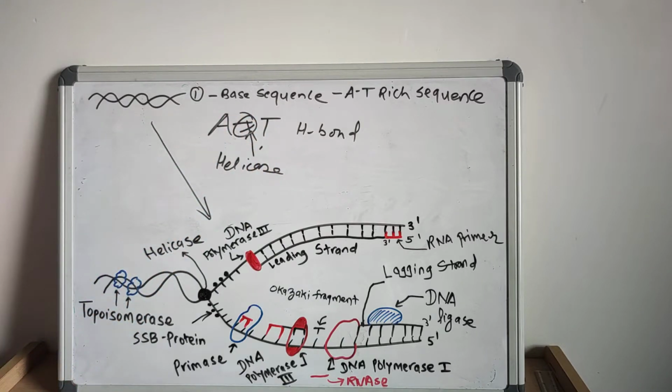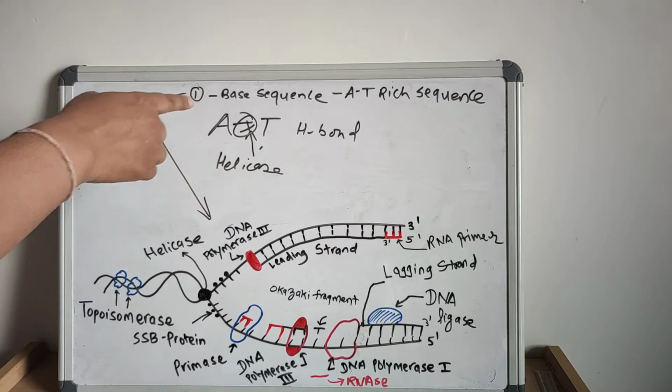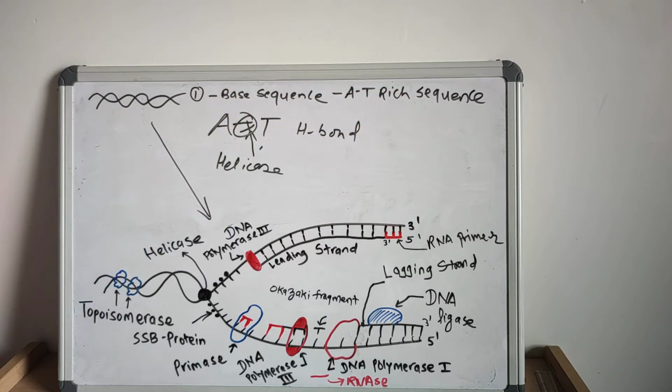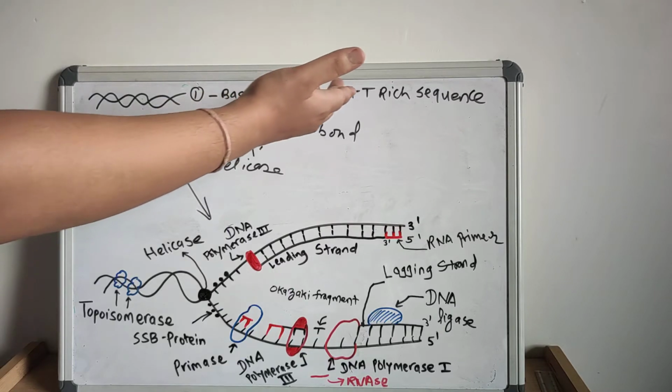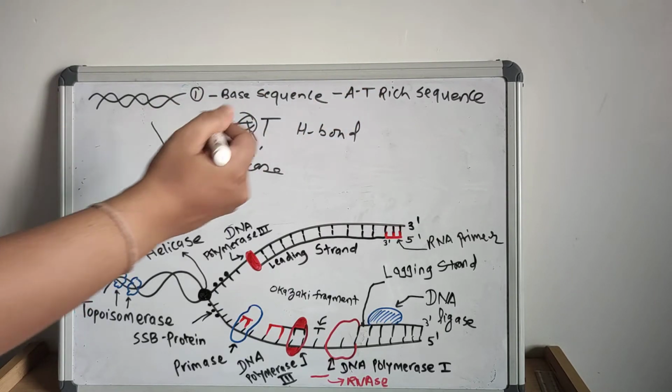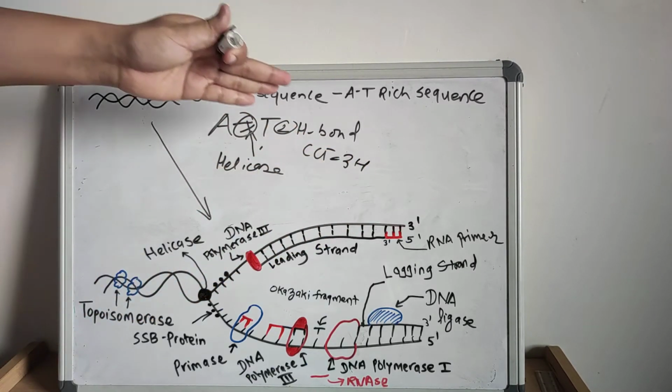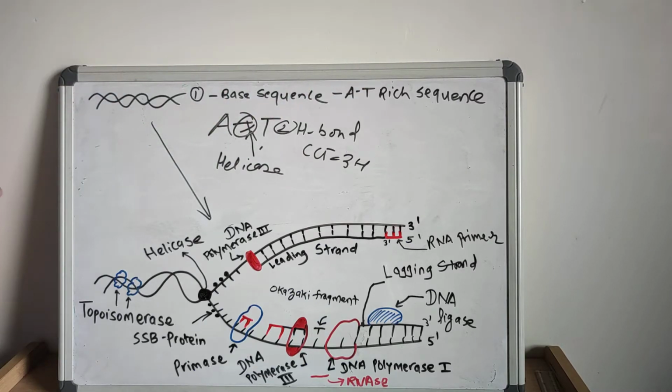So now helicase breaks these hydrogen bonds, and it allows the two parallel strands of DNA to begin unwinding and forms two replication forks. I have already told you why helicase unwinds at the AT-rich sequence: it is easier to unwind the AT-rich sequence than the CG-rich sequence, because AT has only 2 hydrogen bonds, whereas CG has 3 hydrogen bonds. So it is easier to open in the AT-rich sequence.